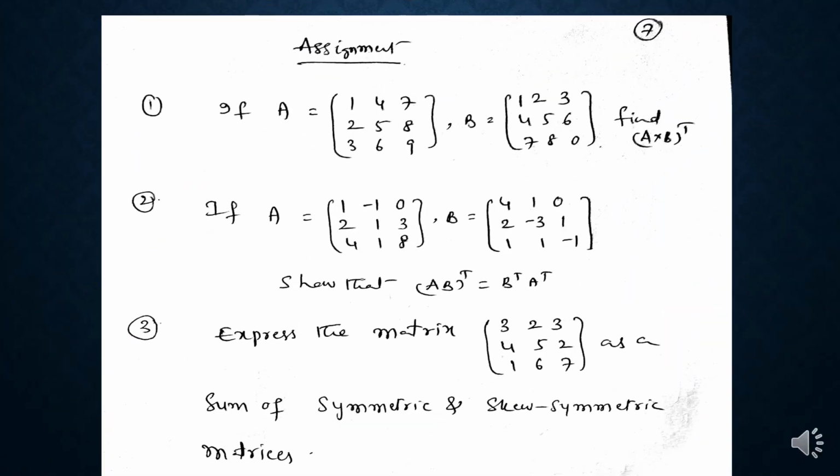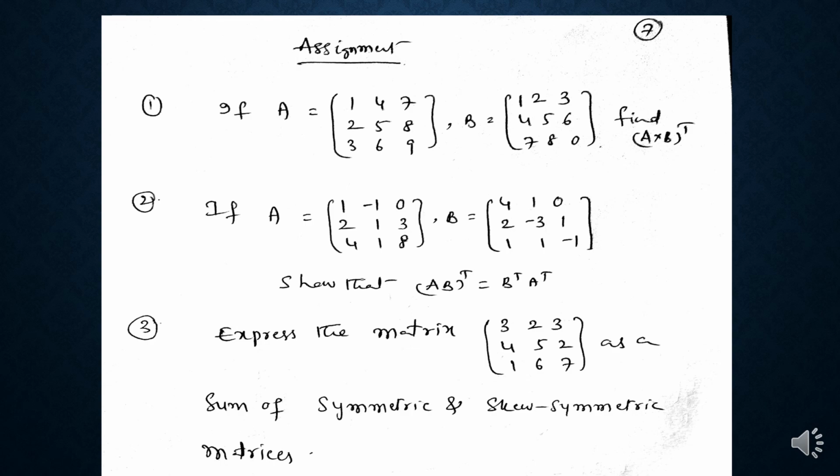So I am doing some assignment problems on this chapter, transpose of a matrix. If A is equal to [1 4 7; 2 5 8; 3 6 9], B is equal to [1 2 3; 4 5 6; 7 8 0], find AB whole transpose. For that, at first we have to find the matrix AB, the multiplication of the two matrices A into B. Because here they are matrices of the same order, these are conformable for multiplication, no doubt. So find AB.